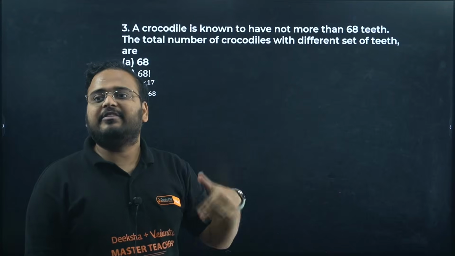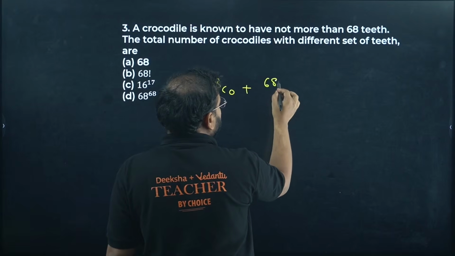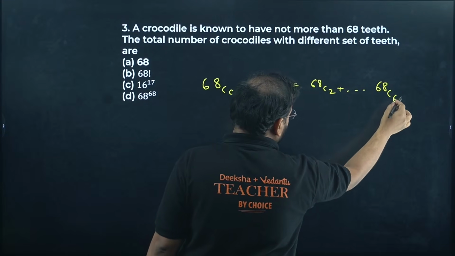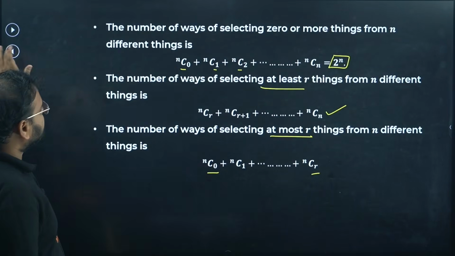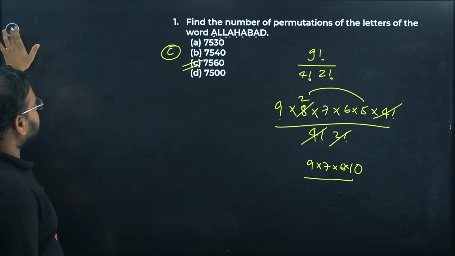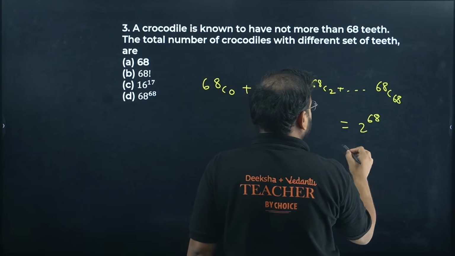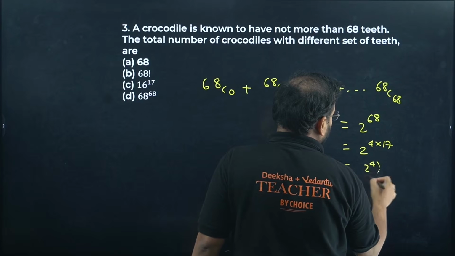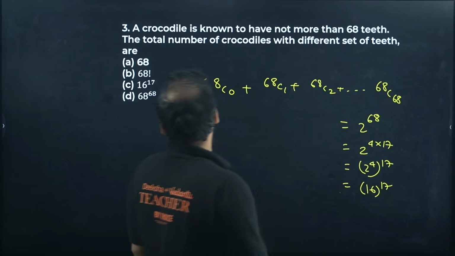Moving on. A crocodile is known to have not more than 68 teeth. Total number of crocodiles with different set of teeth. So I can have a case where a crocodile has no teeth, 1 tooth, 2 teeth, all the way till the crocodile has all the teeth. This condition comes from this result: 0 or more, the first one, so 0 all the way till n. And if you remember, this result is given by what, sir? 2 power 68. So 2 power 4 into 17, which is 16 power 17.